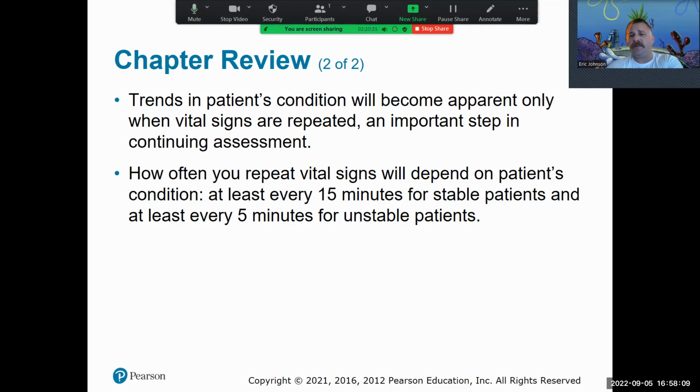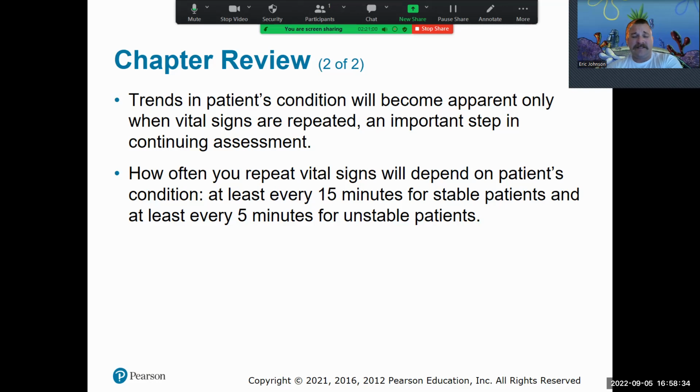Now, this is something that we didn't really talk about during the earlier slides, so I want to mention it here. A patient that is stable should have their vital signs taken every 15 minutes. A patient that is unstable should have them taken every 5. So if they're good to go, everything's looking good, every 15 minutes. If they're not looking good, if you're looking real sick, real hurt, every 5 minutes.